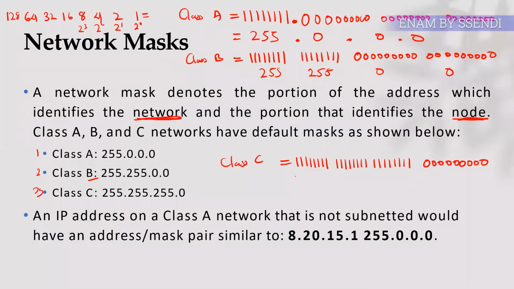So if we are to convert this, what subnet mask could we have? 255. 255. 255. Dot 0. And this would be our default subnet mask for class C. So we are saying that an IP address on a class A network that is not subnetted would have a subnet mask similar to this one. So if you have this IP address, this would be our subnet mask.